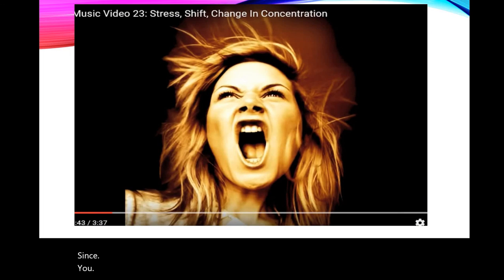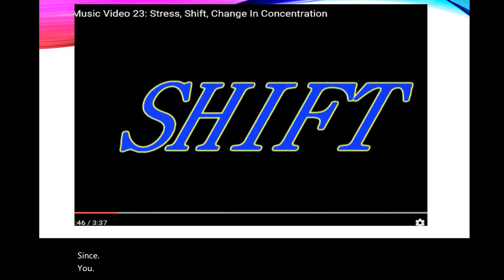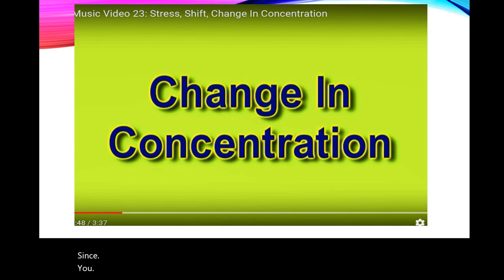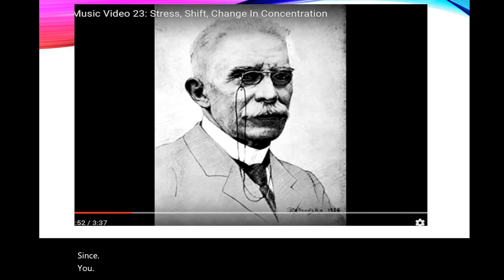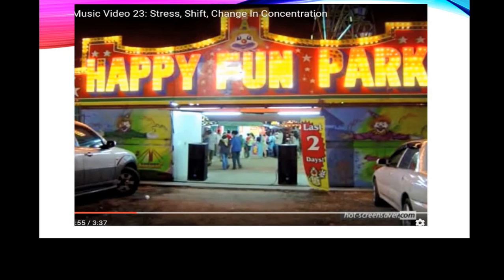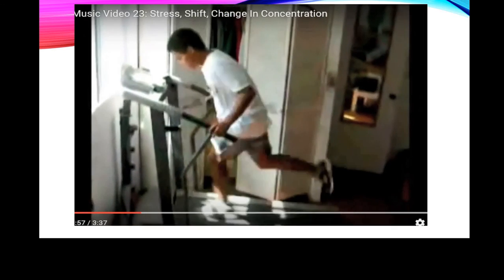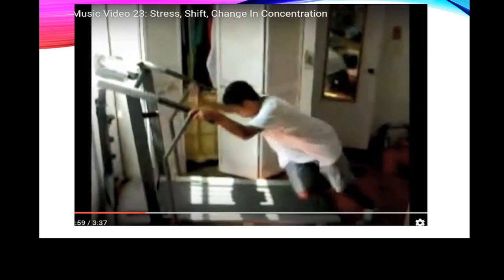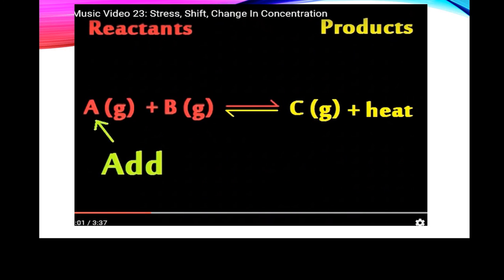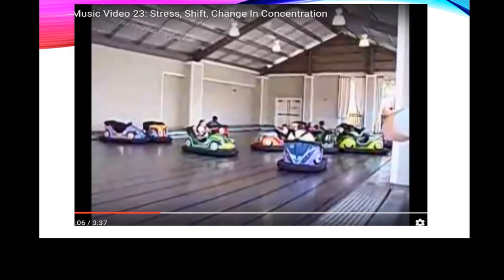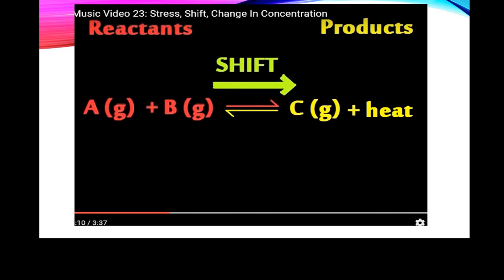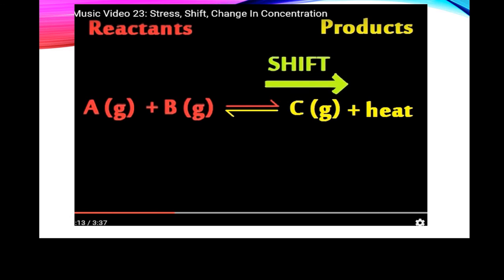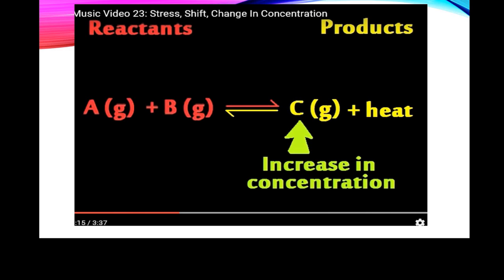Shout. Stress, shift, changing concentration. The Chatelier's is so much fun. Equilibrium shift for everyone. If you add reactant, collisions more between. It shifts towards the product side. Product increase is seen.